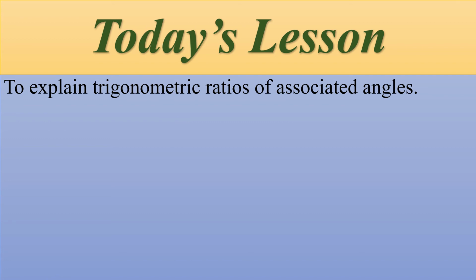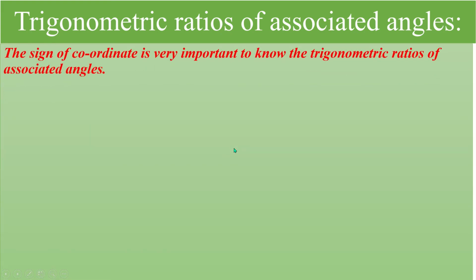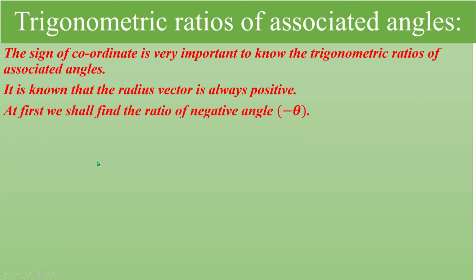Okay, I will repeat again. Trigonometric ratios of associated angles. The sign of the coordinate is very important to know the trigonometric ratios of associated angles. It is known that the radius vector is always positive. At first we shall find the ratio of a negative angle, that means minus theta.